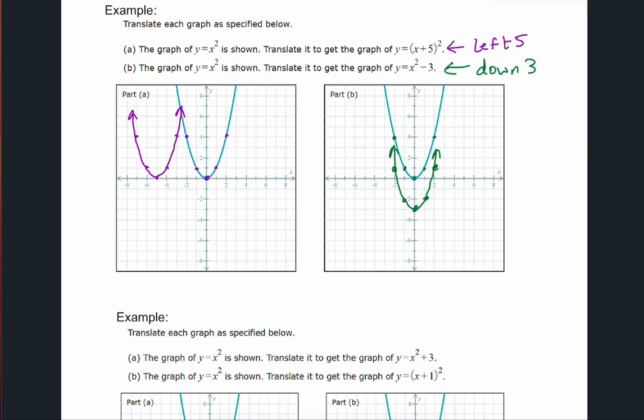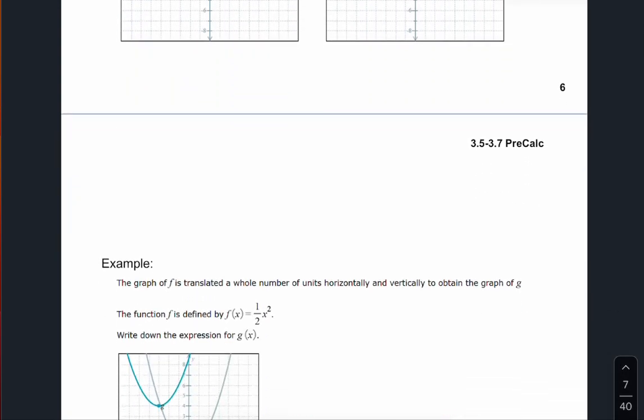Okay. So a lot of the things you'll be doing in Alex are just practicing moving those things around. Everybody okay with that one? Okay, let's do 2 more.